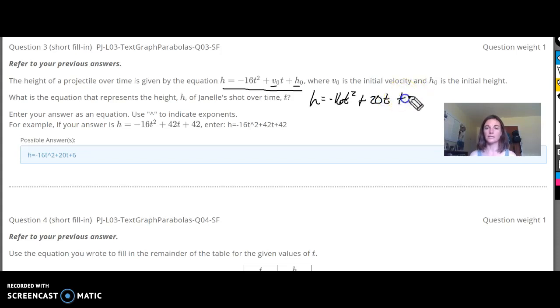20t plus 6. Okay? Another way that you might see this written is H of t equals negative 16t squared plus 20t plus 6. And sometimes when we do t's, I try and put a little tail so you can tell the difference between that and an addition sign. This h of t simply means that our height is a function of the time. So our height is changing based on how long that ball has been in the air. Okay? So hopefully that makes sense, and we'll dig into that in just a moment for this next one.